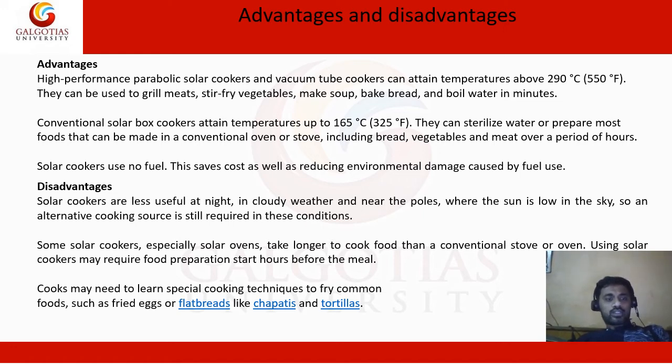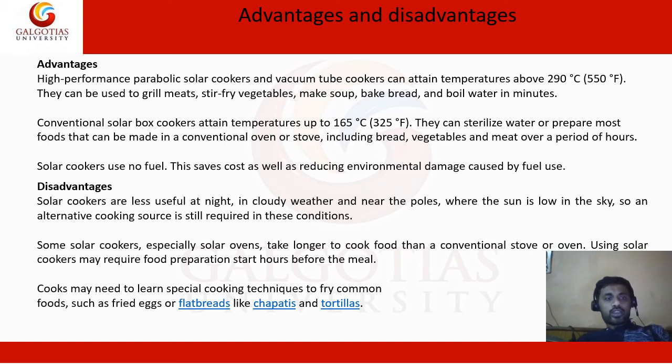So some of the disadvantages include: solar cookers are less useful at night or in cloudy weather and near the poles where the sun is low in the sky. So an alternative cooking source is still required in these conditions. Where there is no availability of sun, maybe at night or in cloudy weather, or when the sun is low in the sky, the solar cookers are less effective, or less useful, in these climatic conditions.